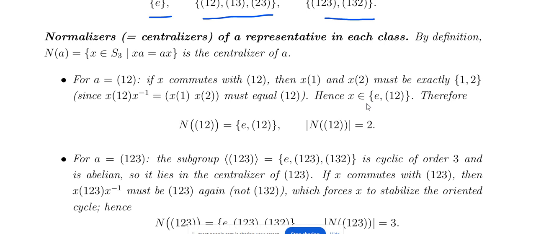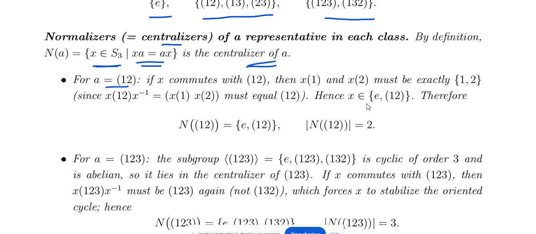And the normalizer is equivalent to the centralizer. Centralizers of a representative in each class. By definition, N of a is the set of x belonging to S3 such that xa equals ax. That is the centralizer of a. Both are almost equivalent. The centralizer is equivalent to the normalizer.